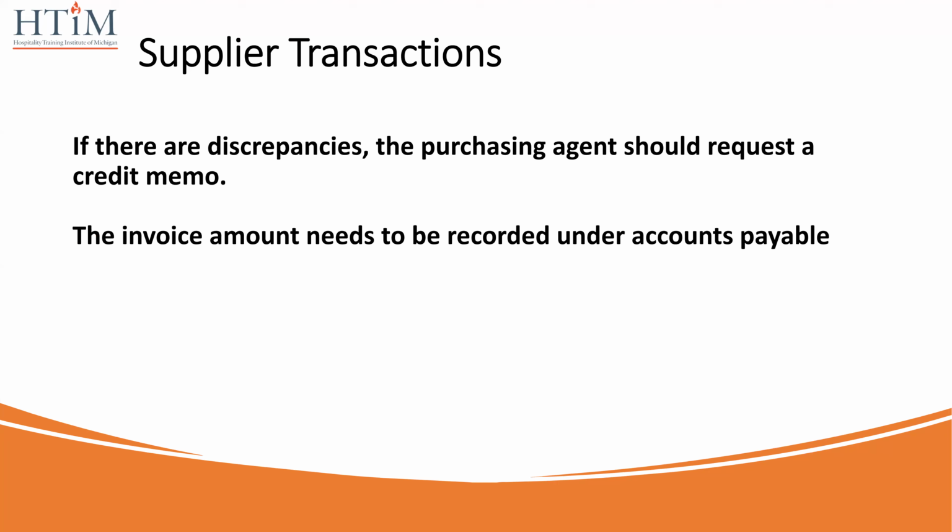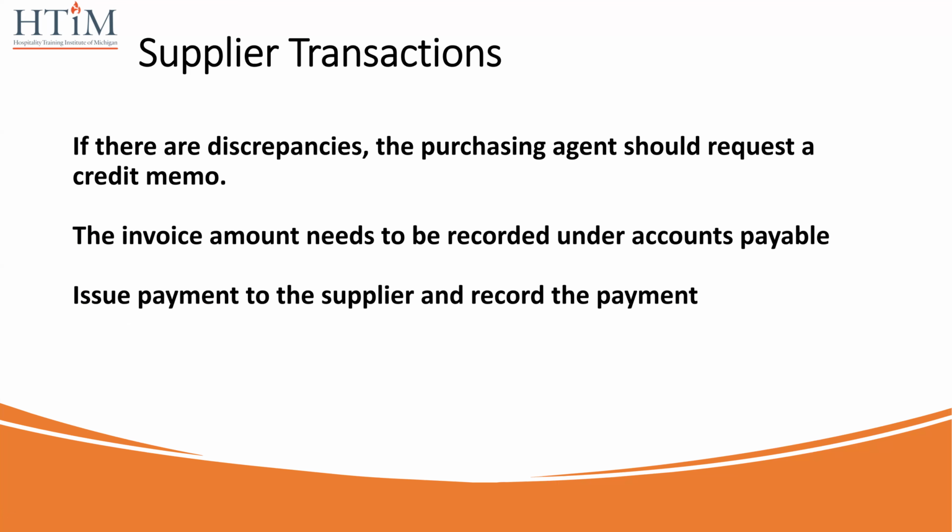The invoice amount needs to be recorded under accounts payable. That will keep it in their face, saying, you know what, here's our invoice amount. It didn't match what we got delivered. And so I'm sure somebody like Sam will report that to purchasing and say that we were shorted or we got over, or whatever the case is. And then when you issue the payment to the supplier, you need to record the payment. Again, a lot of this stuff you may never touch. It just gives you an overview of what to expect if you move up into these areas.